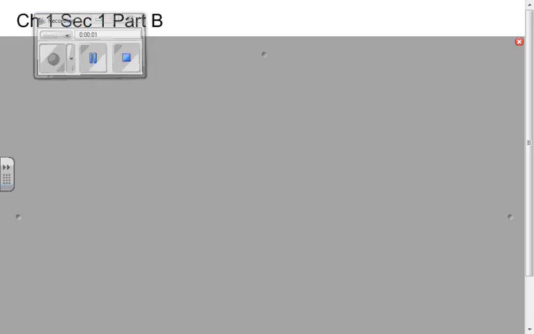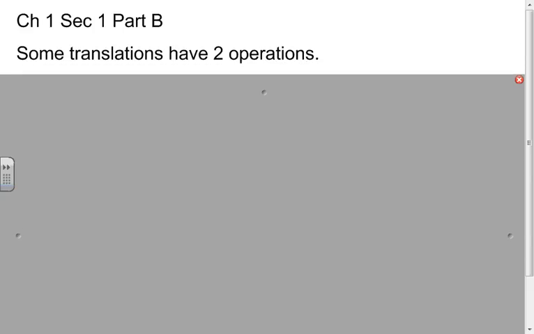Hey everybody, welcome back. This time it's time for part B. We're still translating words into expressions. Some translations have two operations instead of one, like we've been doing in the first half of the lesson.